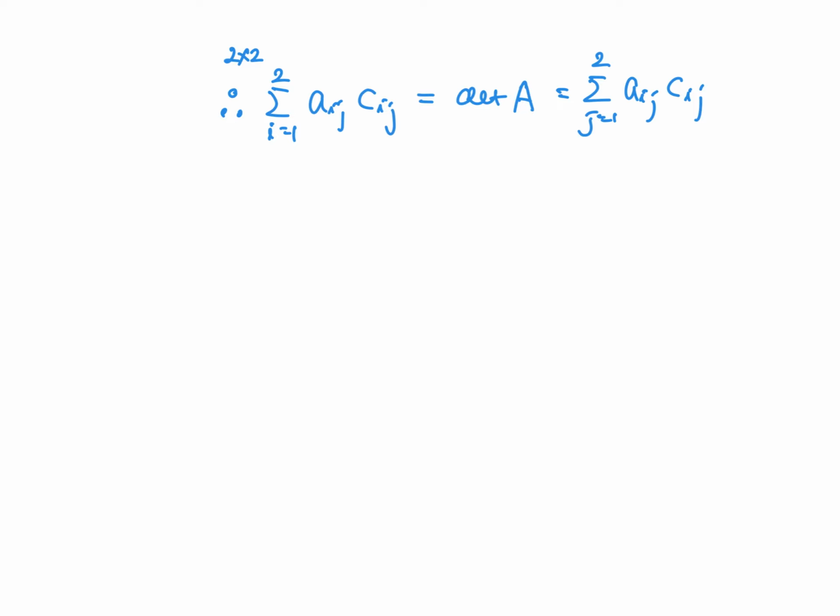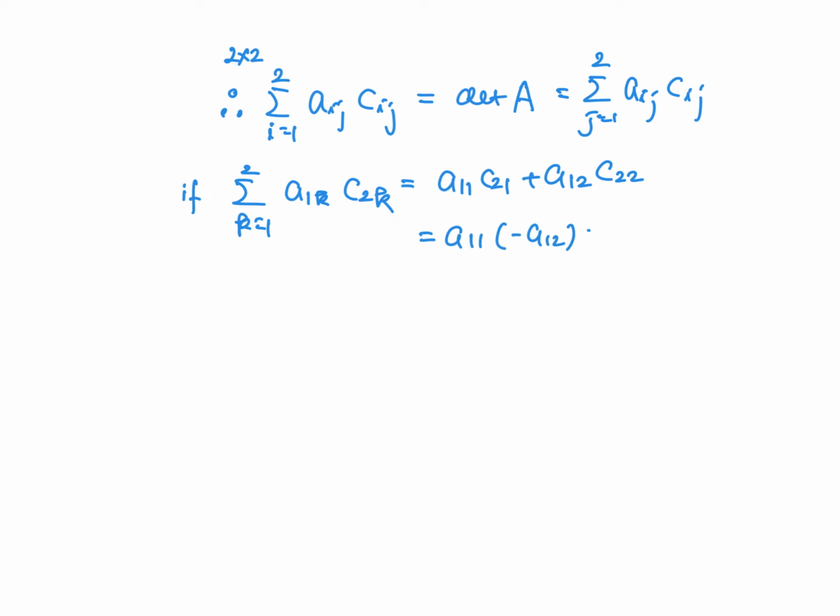What about if this case, A1k, C2k, what happens? If the row index are different, what will happen? Let's check. A11, C21 plus A12, C22, right? A11 minus A12, A12, A11, which is 0, right?